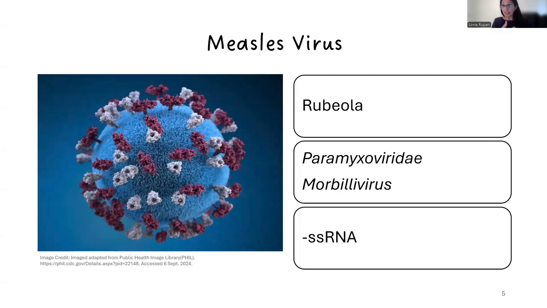Some of the viruses that come from this family are the pneumovirus, genus pneumovirus, and we have RSV. We have the paramyxovirus, so mumps, and the parainfluenza virus, and then morbillivirus, which is measles. The measles virus is a single-stranded RNA. It has a lipid envelope, and it has multiple proteins on it.